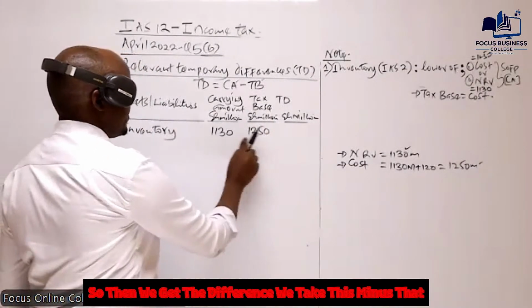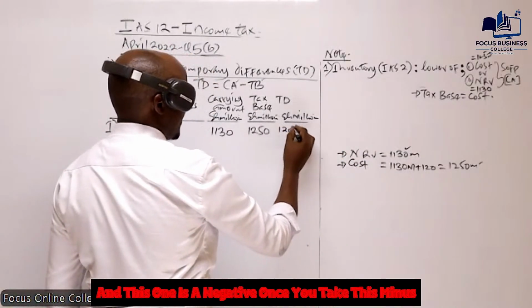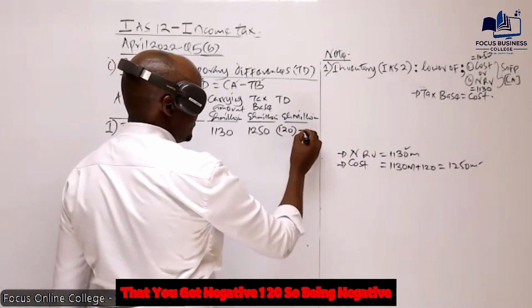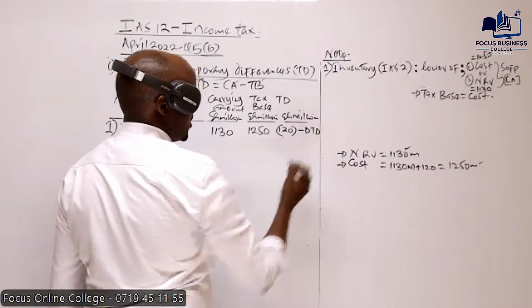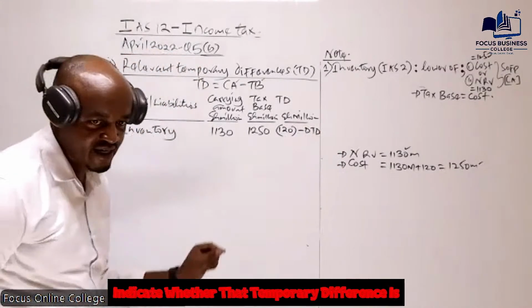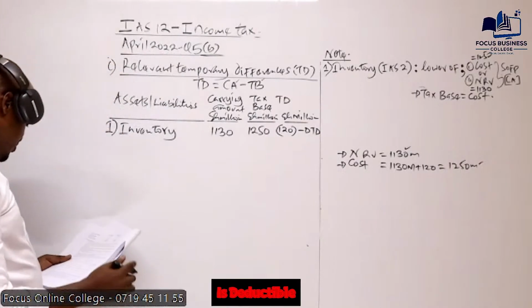So then we get the difference. We take this minus that, and we will get a difference of 120. And this one is a negative. Once you take this minus that, you get negative 120. So being negative, that one is a deductible temporary difference. Make sure you indicate whether that temporary difference is taxable or deductible. If you get a negative figure, it's deductible. So we are done with that.